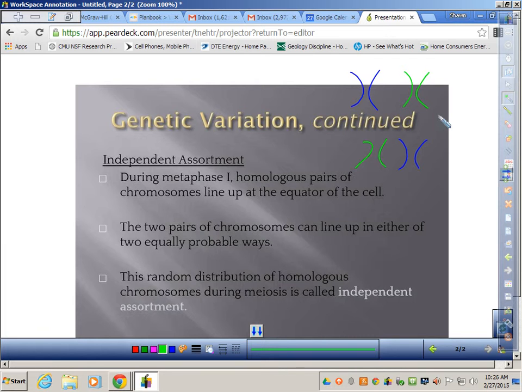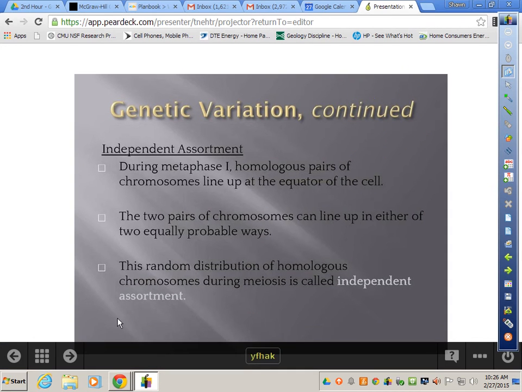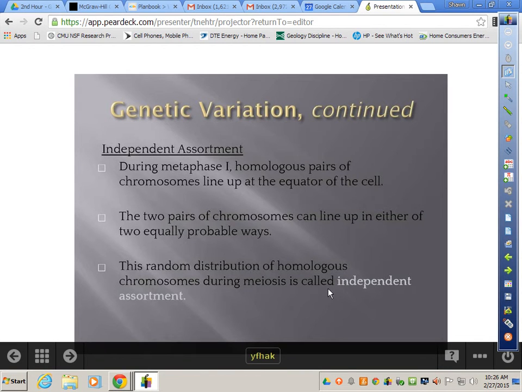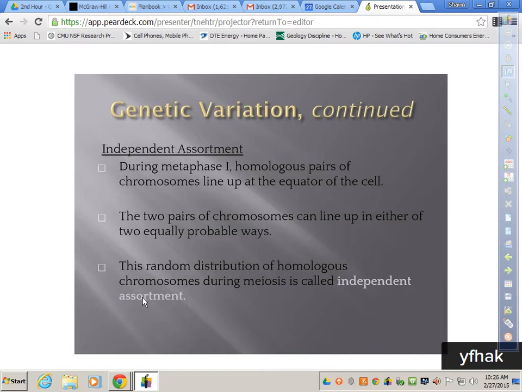So now imagine having 23 pairs and the different combinations you can make of all of those. It's 2 to the 23rd, since there are two combinations for each. You'd have, oh boy, a lot of different combinations. That'd be exponential. That's how many different combinations there would be, and that's just that, without crossing over coming into play. Not to bring math into the situation. So this random distribution of homologous chromosomes during meiosis is what is called independent assortment, and we're going to deal a lot with that when we get into Mendelian genetics, okay? And that does require a minimal amount of math, just a little bit.